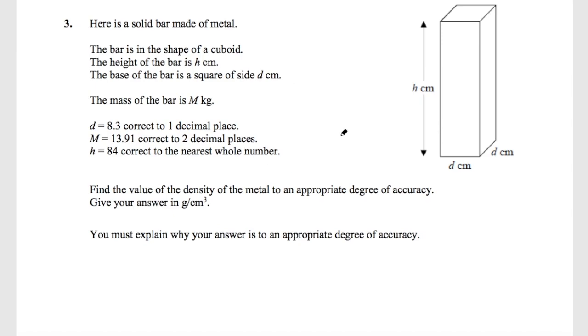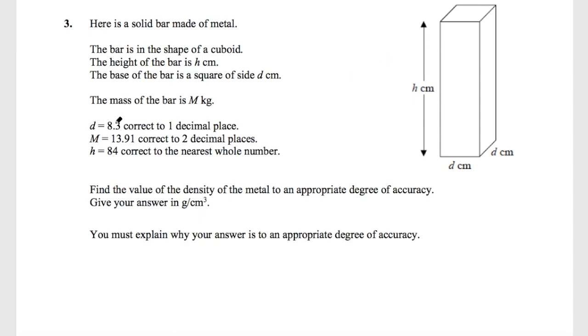Okay, question 3 says, here is a solid bar made of metal. The bar is in the shape of a cuboid. The height of the bar is h centimeters. The base of the bar is a square of side d centimeters. The mass of the bar is m kilograms. And then they give us their measurements.